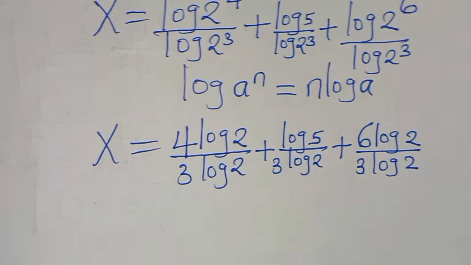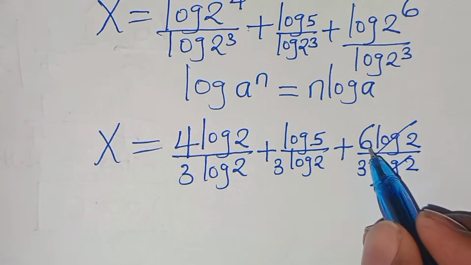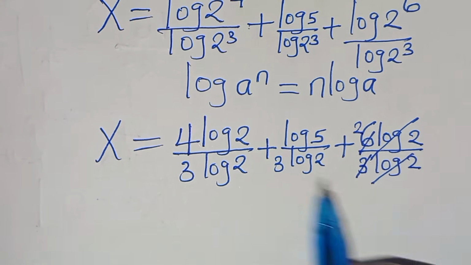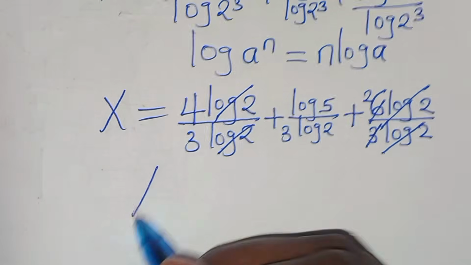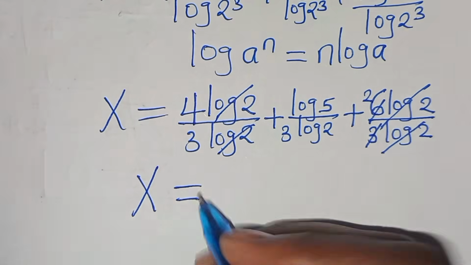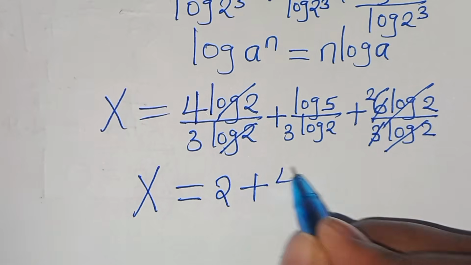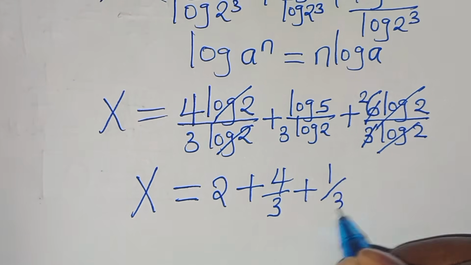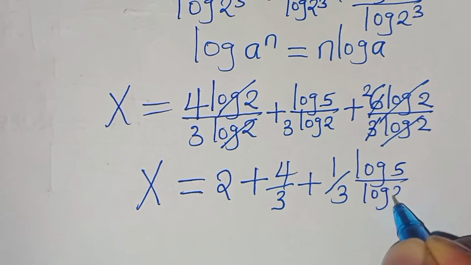The next step is to simplify here. We have log 2 and log 2 here simplifies. Then 6 divided by 3, this is 2. We have also log 2 and log 2 here simplifies, so that we have x is equal to 2 plus 4 over 3, then plus 1 over 3, this is log 5 divided by log 2.